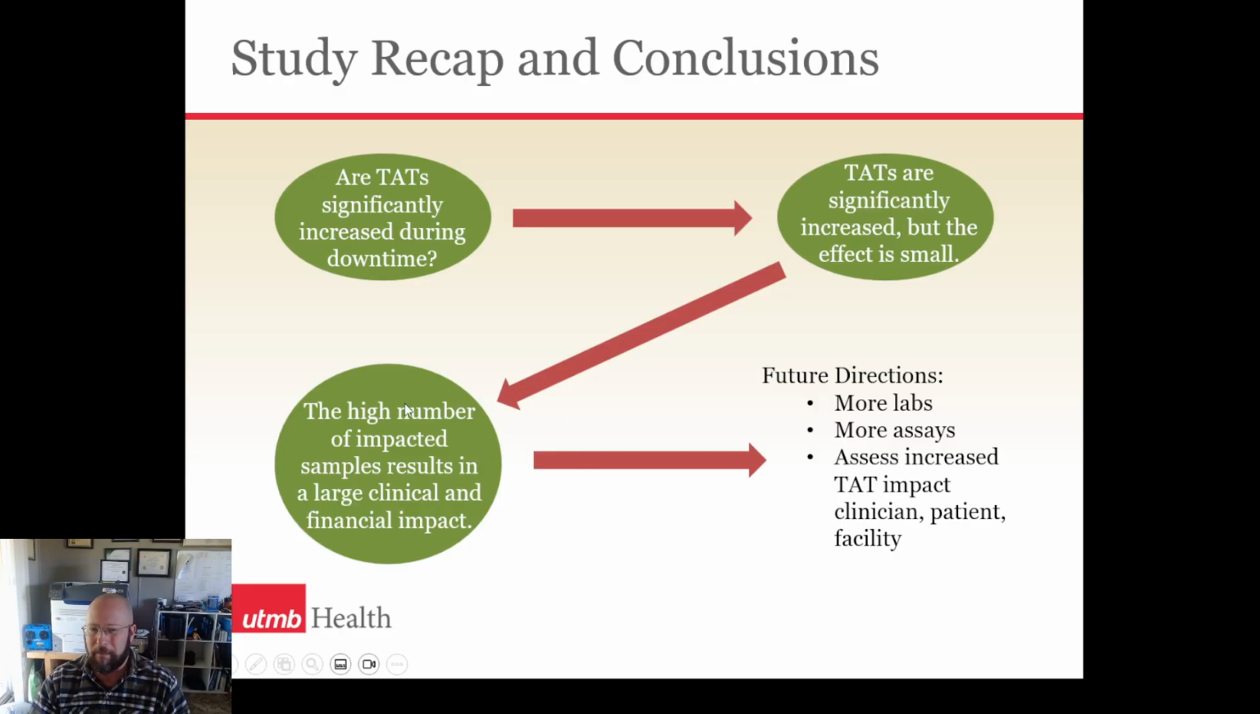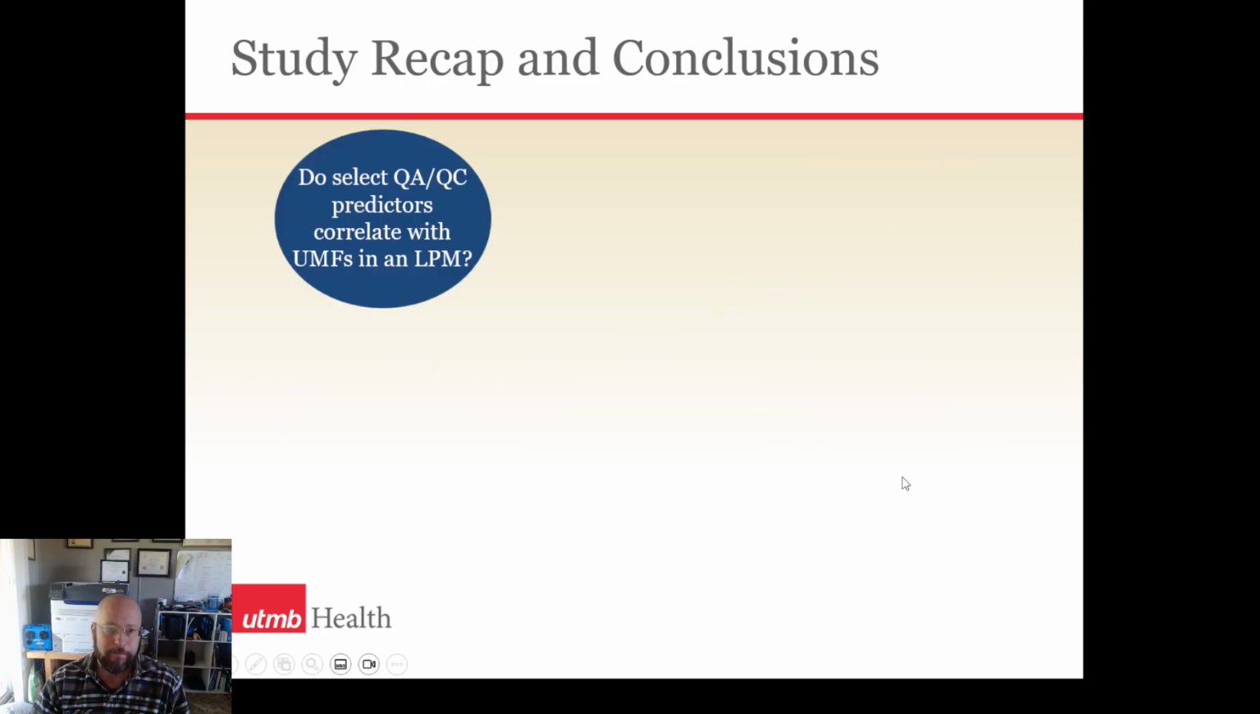So there is some importance to the study. Future directions: more labs, more assays. Assess an increase in turnaround time impact based on clinician, patient, and facility impacts. Now, we sort of did that back-of-the-napkin math. This could be refined, and in fact should be refined, to see if these small impacts in turnaround time are driving a larger cost to healthcare systems.